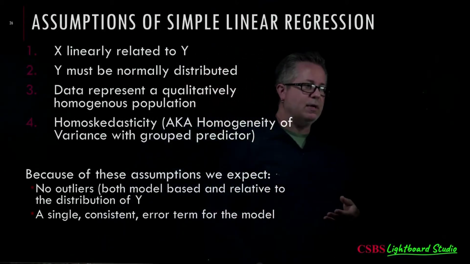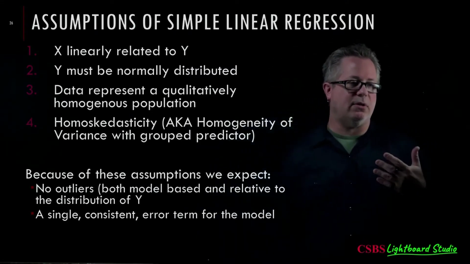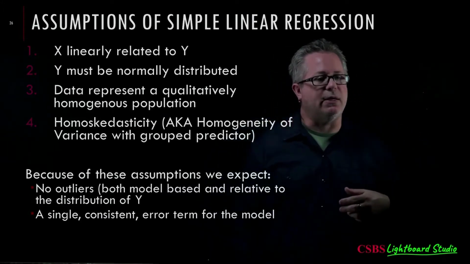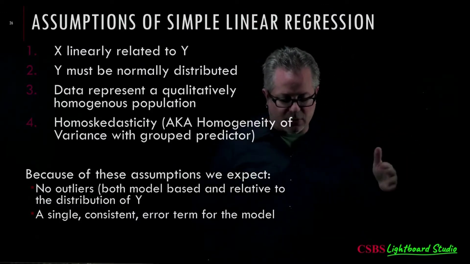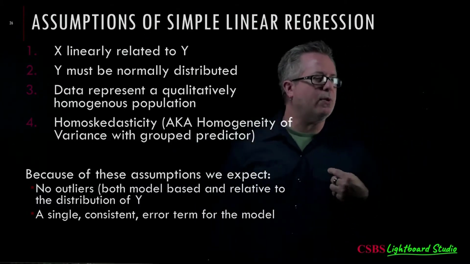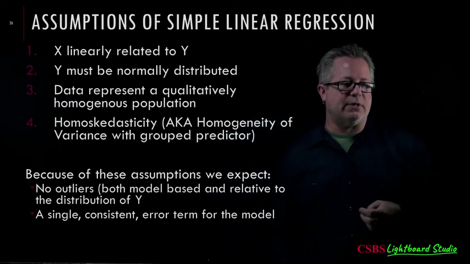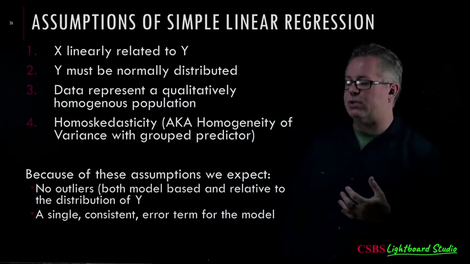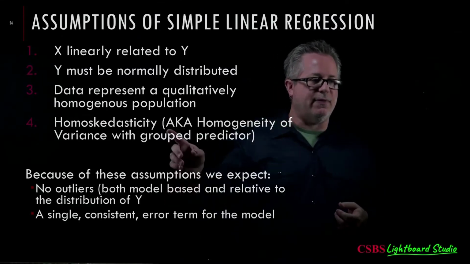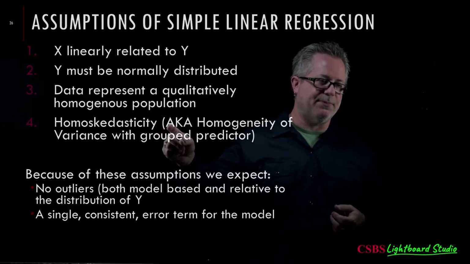So the assumptions of simple linear regression: because it's linear regression, we're assuming that x linearly relates to y. There's a linear relationship. That makes sense, even though we can get around that, and I'll talk about that in the multiple regression section, that there are some ways to get around some curvilinear things using linear regression. But we are assuming that y is normally distributed, and taken together with the next thing, that the data represent a qualitatively homogeneous population, I'll talk about that more in a sec too. And then we have this fancy 50-cent word to throw around at parties and impress people: homoscedasticity.